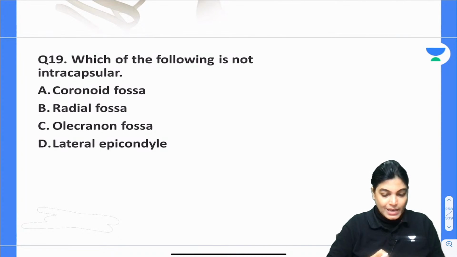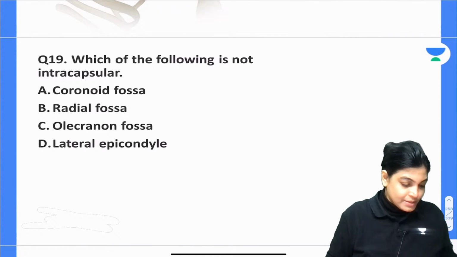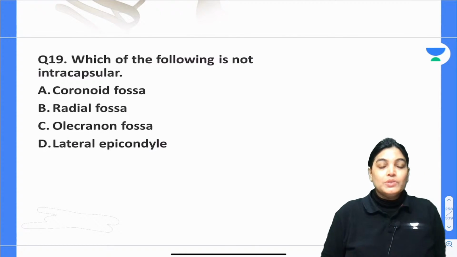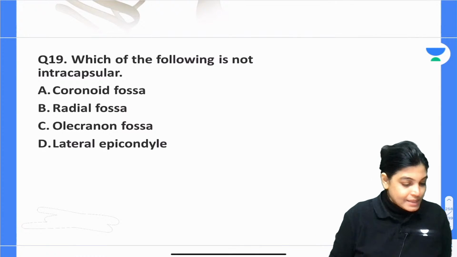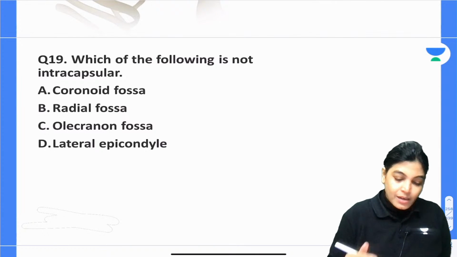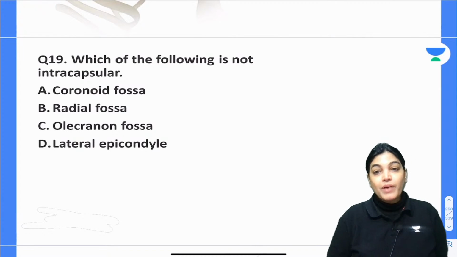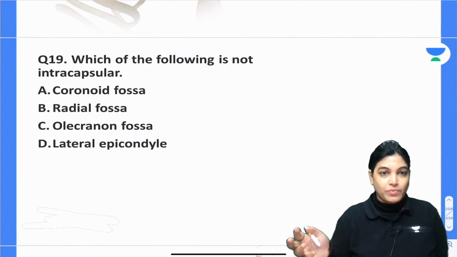Okay, so Rajesh is giving A as the correct answer. Dear Rajesh, for question number 19, actually you should write the question number also, so that I will not get confused, because I only see the messages in between. This MCQ is targeting the attachment of the fibrous capsule of the elbow joint. So we have to mark which of the following structures lies outside the fibrous capsule attachment of the elbow joint.